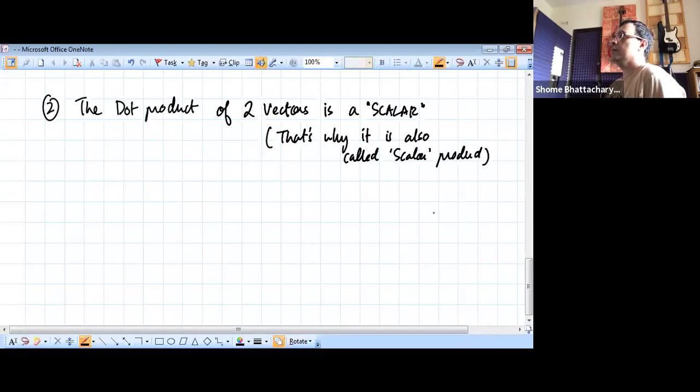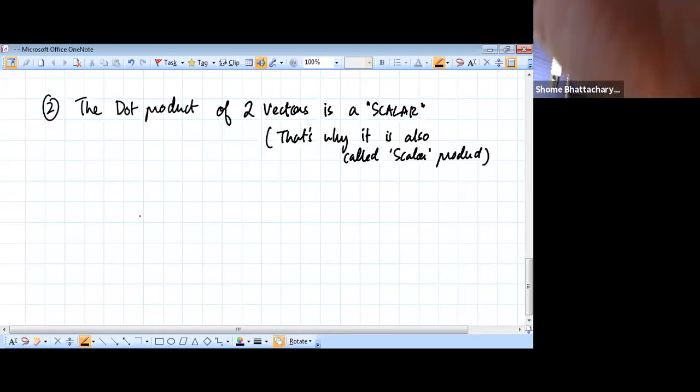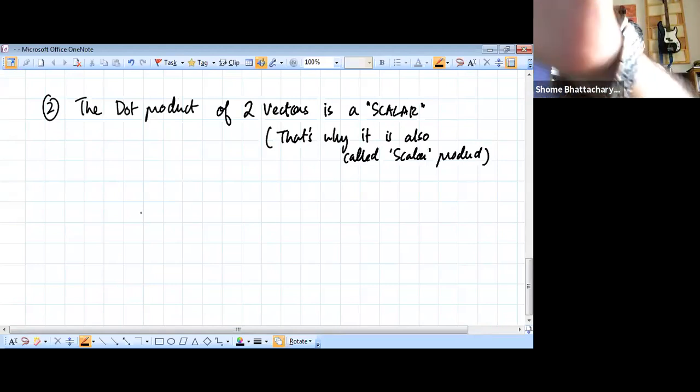So a very common definition in physics based on dot product. Just a moment, excuse me, like that.